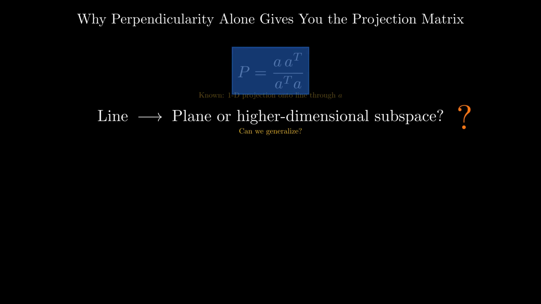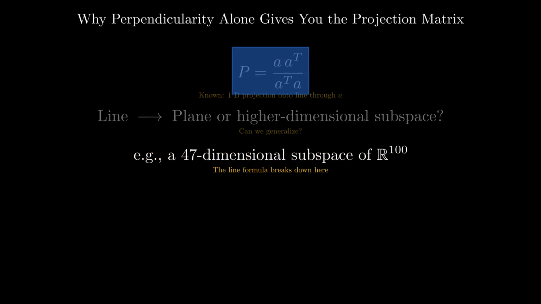Now consider a harder target, not a line but a plane, or even a 47-dimensional subspace inside R100. The line formula breaks down. We need something far more general.